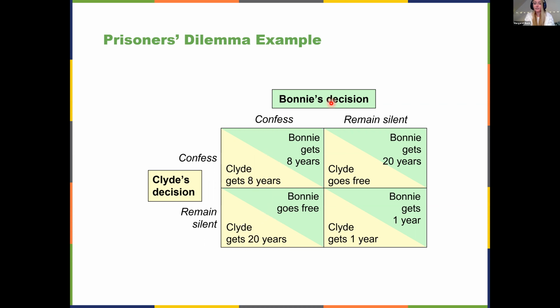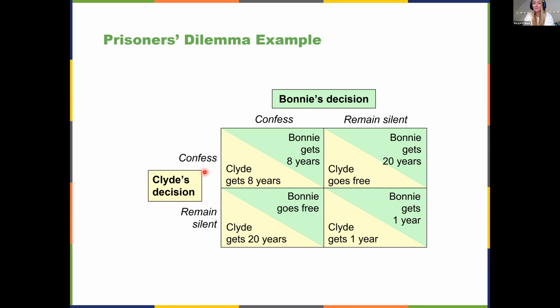What if Bonnie decides to remain silent? What should Clyde do? Clyde goes free or Clyde gets 1 year? Between these two options, Clyde going free sounds a lot better than going to jail for 1 year, right? So if Bonnie confesses or if Bonnie remains silent, the better outcome for Clyde happens here.